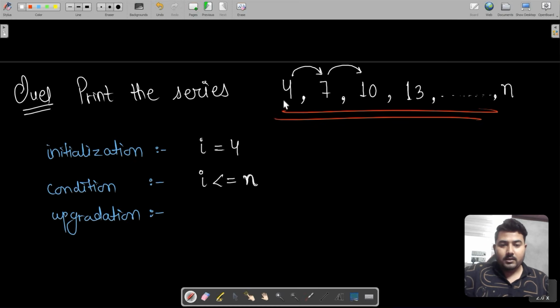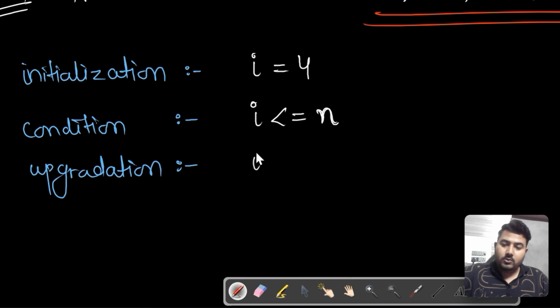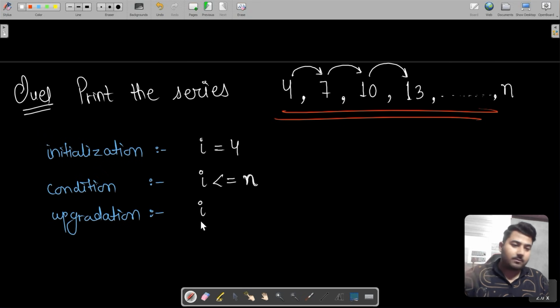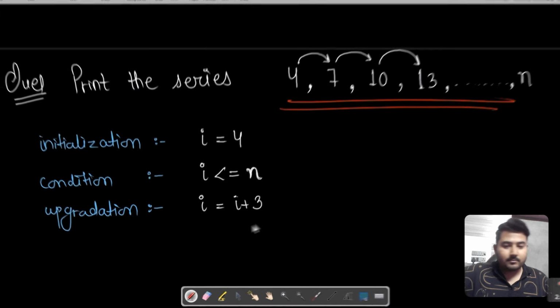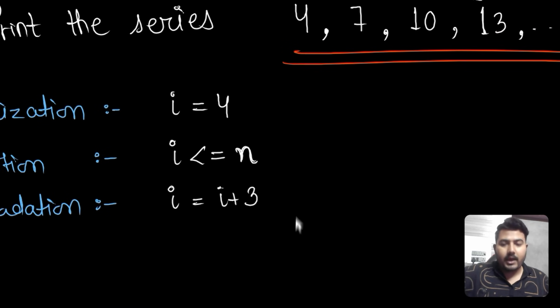Sorry about that. We are getting started from 4, and then we are moving to 7, which is increased by 3, then from 7 to 10, which is again increased by 3, then from 10 to 13, which is again increased by 3. So our I variable should be increased by 3 every time. So I will simply say I equals I plus 3, as simple as that. Now these three things we can directly put inside the loop, either a for loop or a while loop. It will simply work as expected.